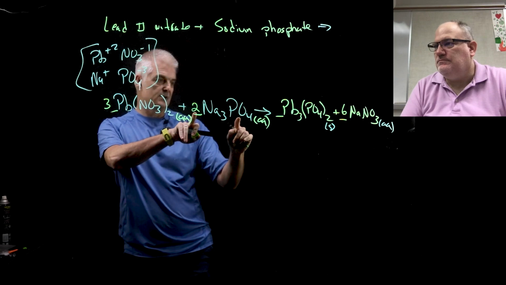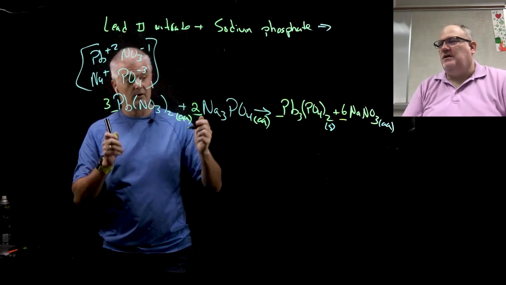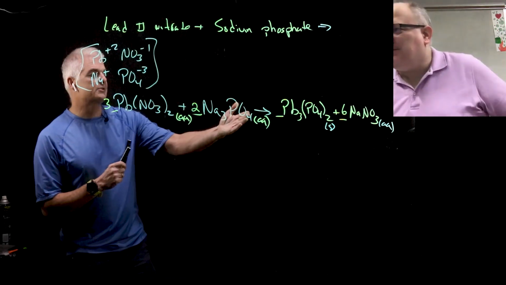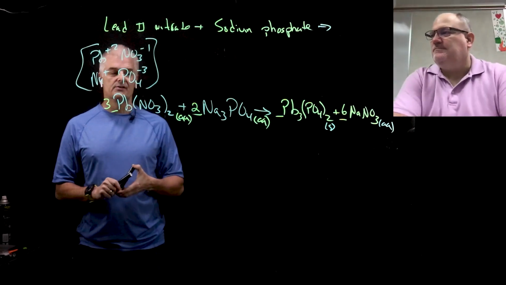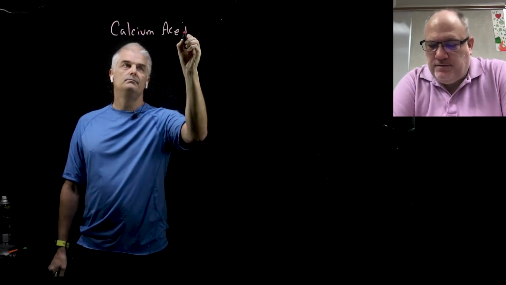What does that do to my phosphates? 2 phosphates, 2 phosphates. Bingo. Love how it all works out. Notice how it's bouncing back and forth. That makes it a lot easier. And then, Mr. Dimitrievich, let's do one more example. Yeah, let's try calcium acetate plus barium bromide.